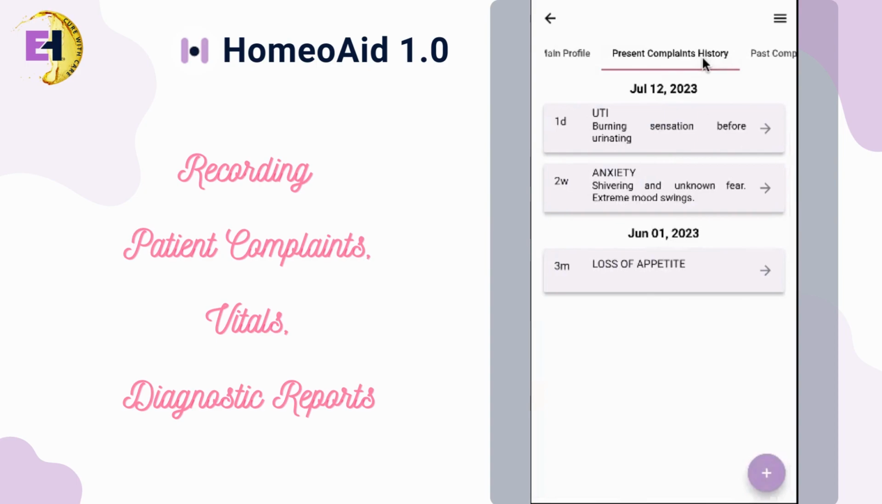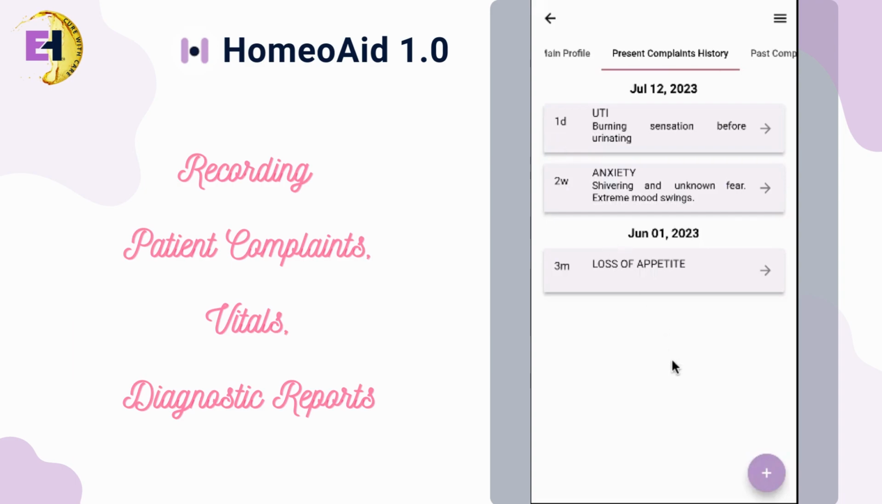Under the present complaints, you could see that the patient had a complaint of loss of appetite on June 1st, and there were two complaints that were reported on July 12, 2023, UTI and anxiety. On the left hand side, what you see is the duration of the complaint. Loss of appetite for 3 months, anxiety for 2 weeks, and UTI for 1 day.